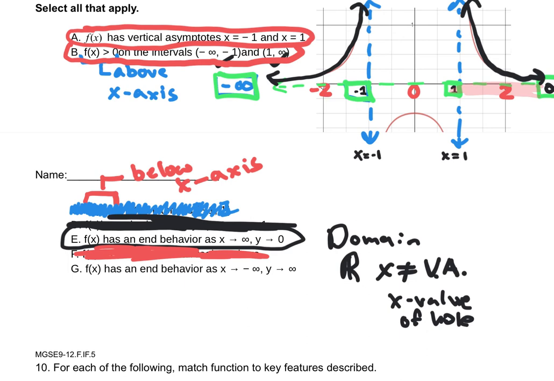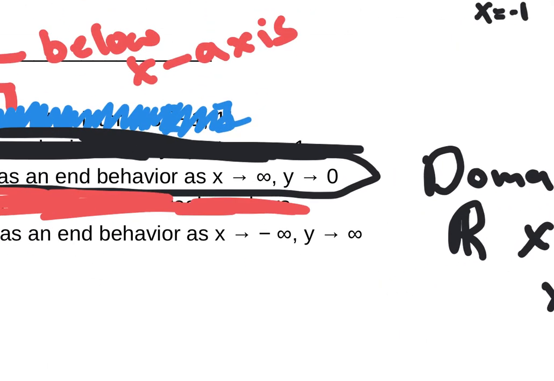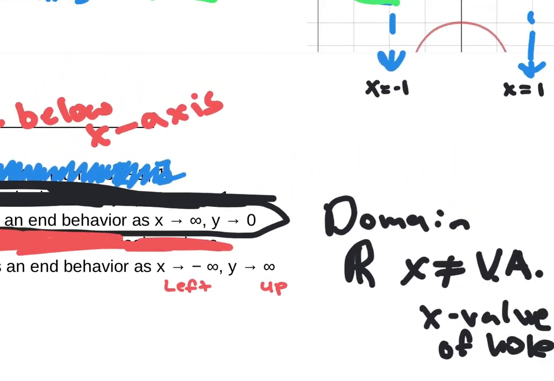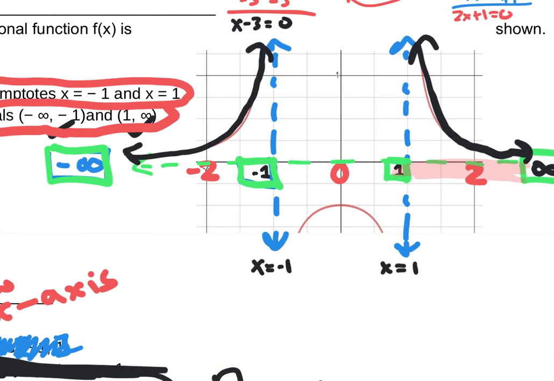All right, last one. F of x has an end behavior as x approaches -infinity, y approaches infinity. Okay, so this means as x goes to -infinity, which is left, y goes to infinity, which is up really high. Okay? As the graph goes left, y goes up. So let's see how that looks on the graph. Y'all see, as I go to -infinity, is my graph going up to +infinity? I don't think that's up. Is that up, y'all? That's pretty flat.